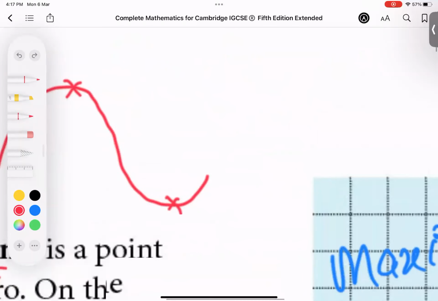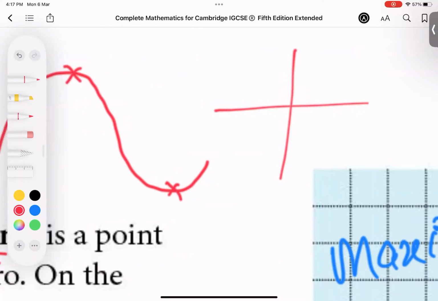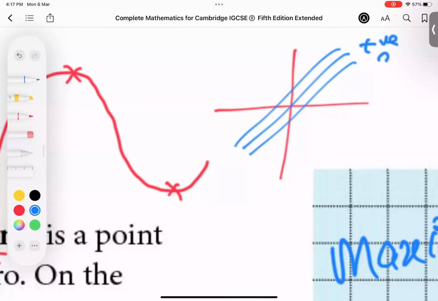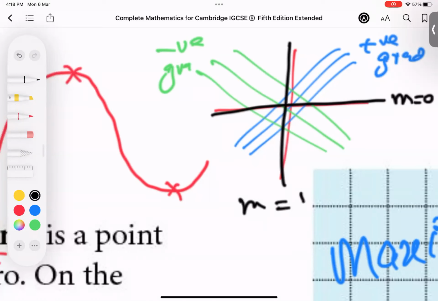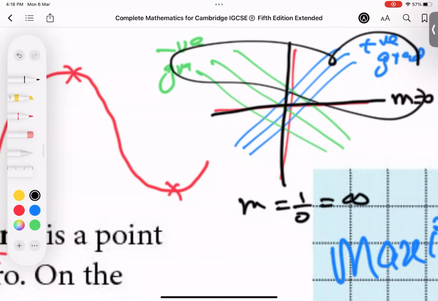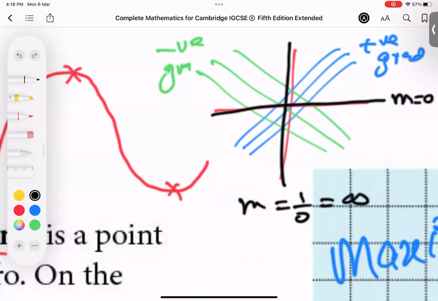Common sense: look here, all these blue lines have positive gradient. All these green lines have negative gradient. And a line parallel to the x-axis, the black line, has 0 gradient. A line parallel to the y-axis has 1/0, or some teachers teach infinity gradient. But in our syllabus, we have positive, negative, and 0 most probably. Infinity will not come at all.